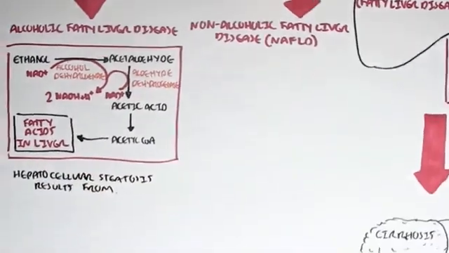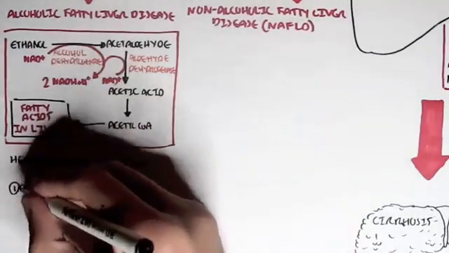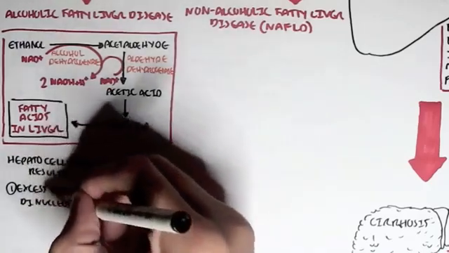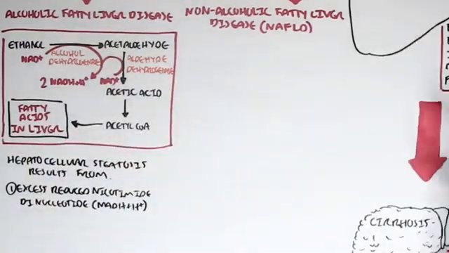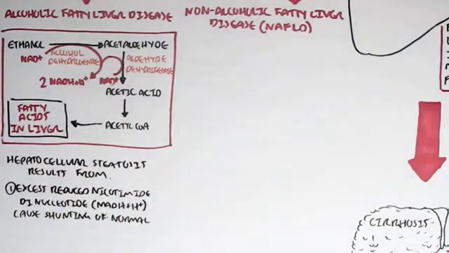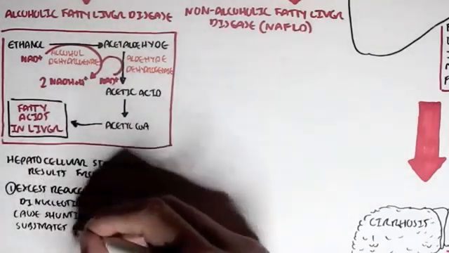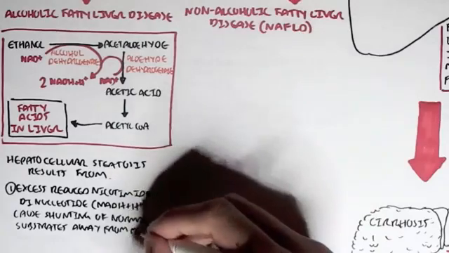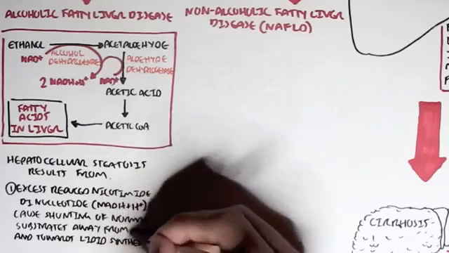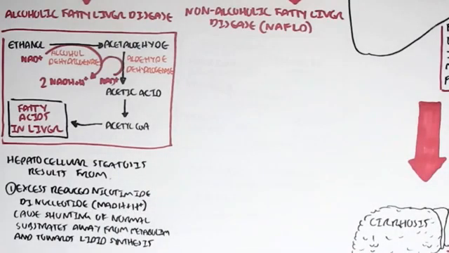So essentially, for alcohol fatty liver disease, the hepatocellular steatosis results from 1. The excess reduced nicotinamide adenine dinucleotide, the NADHs that were formed, which causes shunting of normal substrate from metabolism and towards instead lipid synthesis. Because if you know in biochemistry, if you have a lot of NADHs, well, essentially you need NADHs to make fatty acids. So with a lot of NADHs, it will essentially tell the body to make a lot of fatty acids.